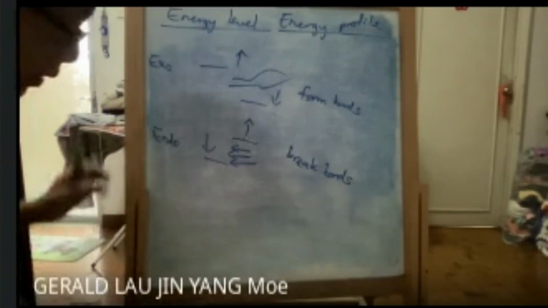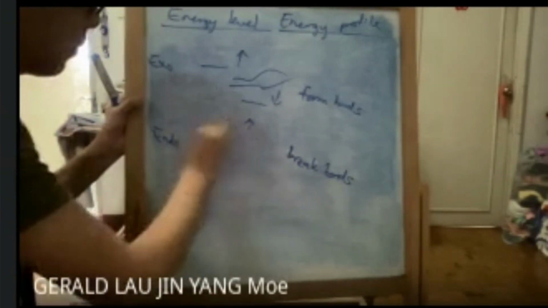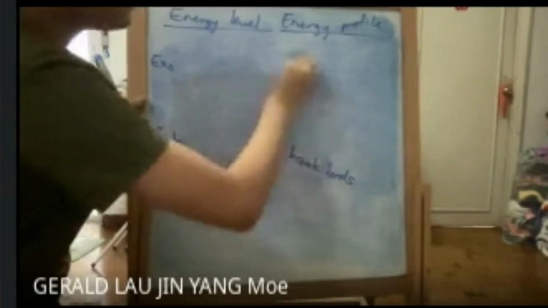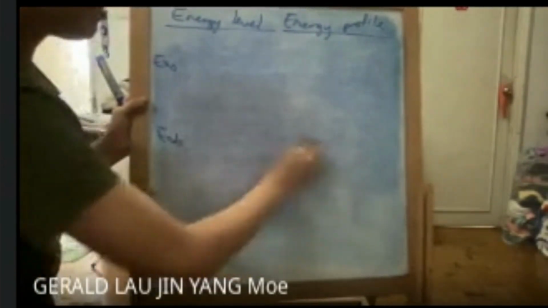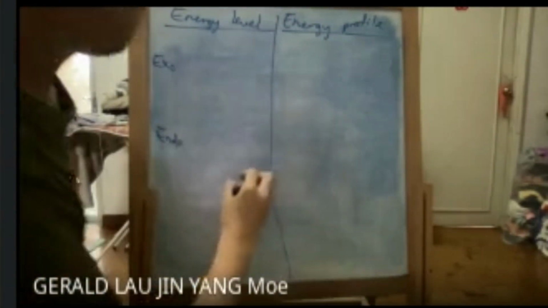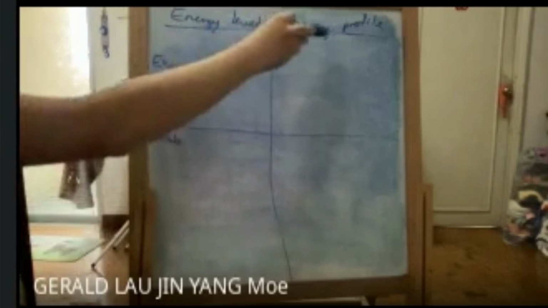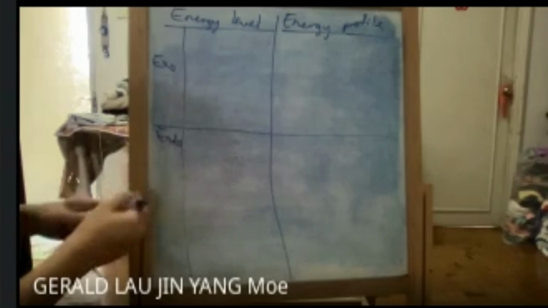Now, here is the fun part. In chemistry, we have two types of energy diagram. One is energy level diagram. One is energy profile diagram. Energy level diagram, energy profile diagram. This is for exo, this is for endo. Look properly. Energy profile diagram you have already learned in rate of reaction, Form 4 Chapter 7. Energy level diagram you are learning in this thermochemistry.